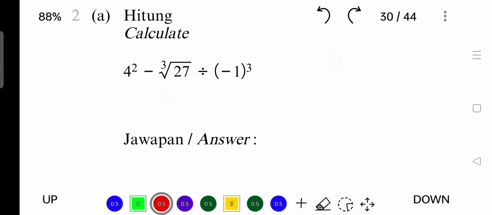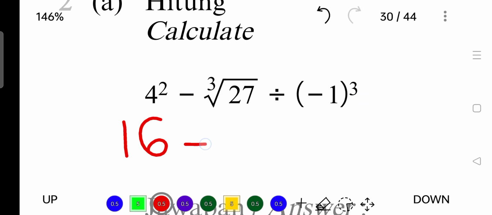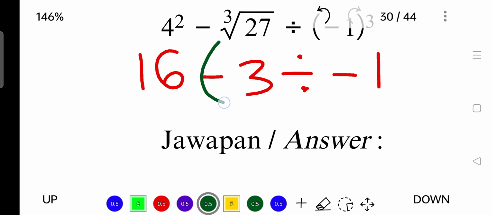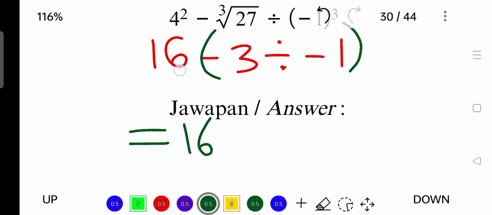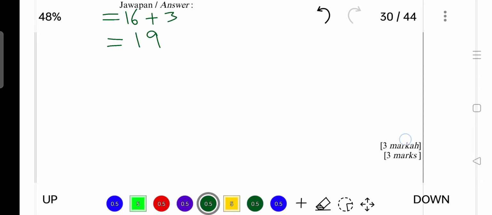Alright, next we're moving to this. How are we going to answer? Simply press your calculator, but make sure you have the working method. 3 times 3 times 3, you get -3, and the answer here is -1. Here you can place a bracket to show the BODMAS style. I bring down 16 because I don't have much to do there. I'm going to solve this, so the answer over here is +3. 16 plus 3 is 19. What is the mark? 3 marks.